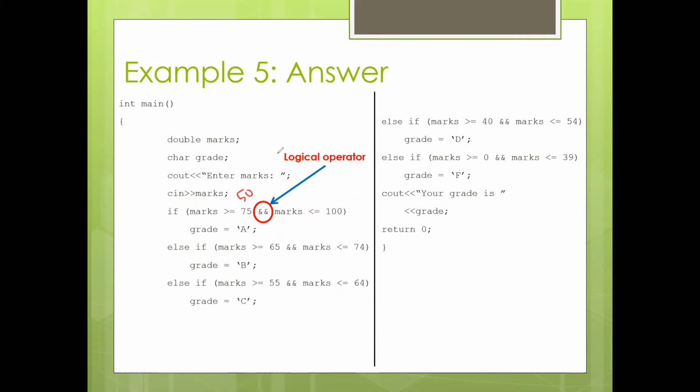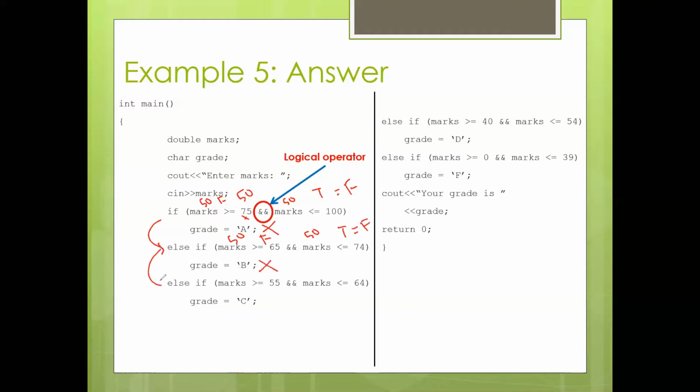Okay, the user masukkan 50. Dia dapat 50 markah. Okay, so dia pun check kat sini. Adakah 50 lebih besar daripada 75? Tak. And adakah 50 lebih kecil ni? True. Tapi bila false and true, dia akan jadi false. Bila false dia pergi sini, dia tak akan pergi sini. So dia akan pergi check yang kedua. Dia check lagi. Adakah 50 lebih besar daripada 65? False. And adakah 50 lebih kecil daripada 74? True. Tapi false and true, jawapan dia adalah false. So dia pergi tak sini, dia tak akan pergi.